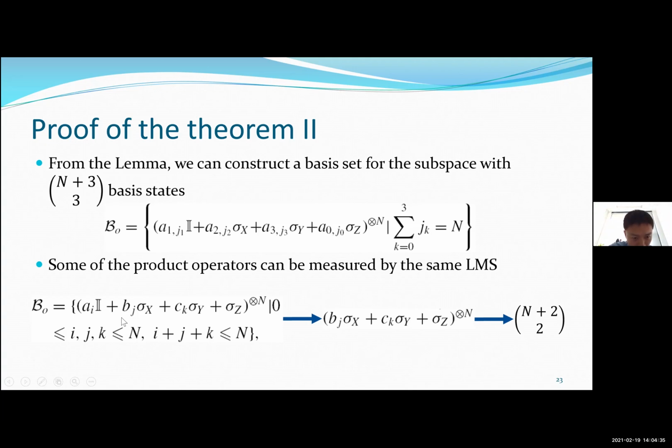So each state is in this form, right? But we don't really need to measure I. So if we drop this I, then it's sufficient to measure this one. Of course, not only measure this one but also measure n-1, n-2, etc. We can use this operator to inform the measurement outcome of this local observable, and then we reduce n plus 3 choose 3 down to n plus 2 choose 2. Okay, so that's our main result.